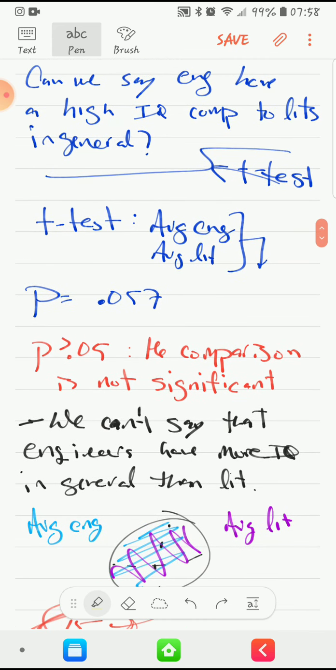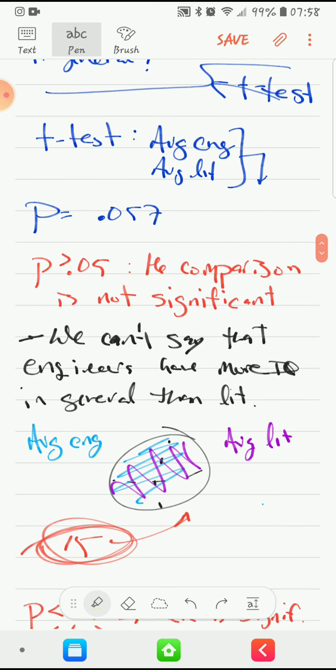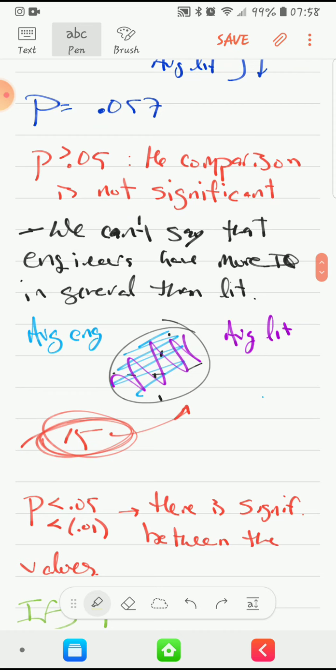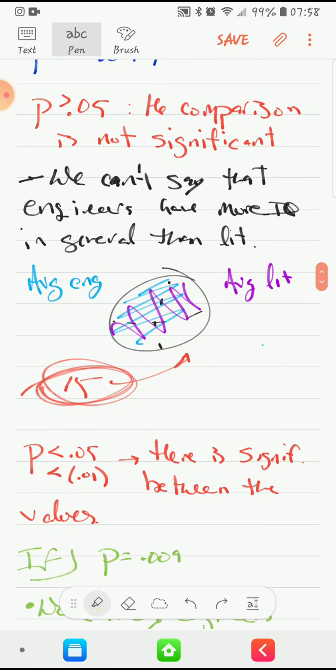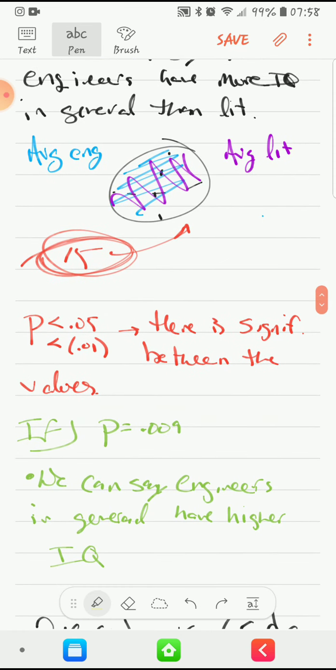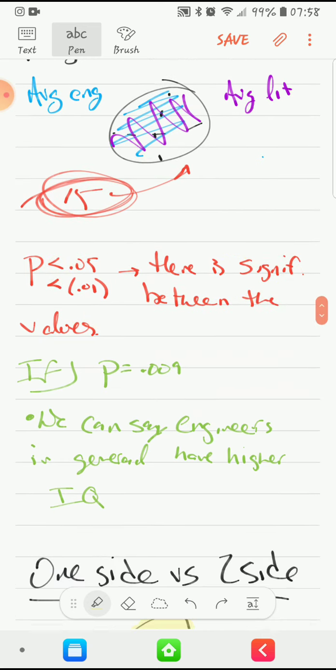And so the t-test pops out a p-value. In this case, we got 0.057, which is just a bit bigger than 5%. If your p-value is bigger than 5%, you can't say that it's significant. So in our problem, we couldn't say that engineers have a higher IQ in general. If your p-value is smaller than 0.05, or 5%, then we can say that there's a significance, that yes, in general, engineers tend to have a higher IQ. There's actually a difference there in the real world.